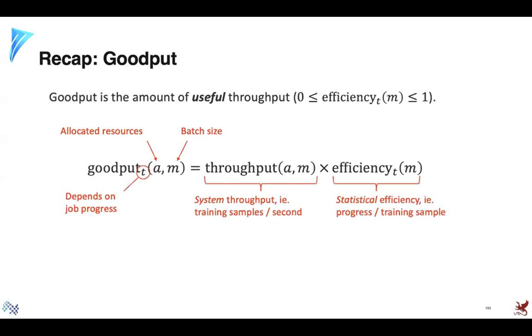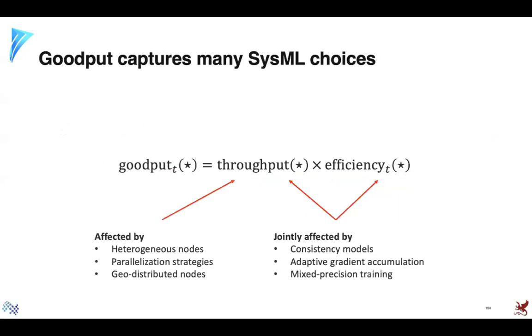So in this formula, the total goodput increases when the throughput increases or when the efficiency increases, but it also decreases when the throughput decreases or the efficiency decreases. If we make a decision that increases throughput and decreases statistical efficiency, that decision might only be worth it if the total goodput is increased. So goodput is able to capture many different system and machine learning choices.